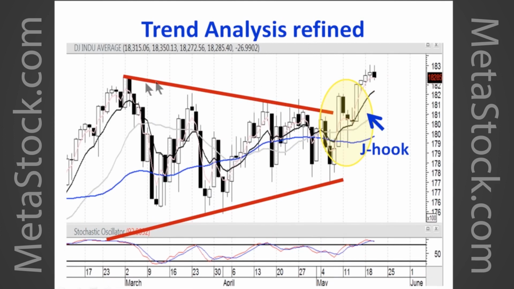That gives us a whole different perspective of what to be looking for. And the breakout of our trend on the Dow, notice what type of pattern we had here, that little J-hook pattern. So that tells us we're probably in an up move that's keeping us out of this wedge formation.